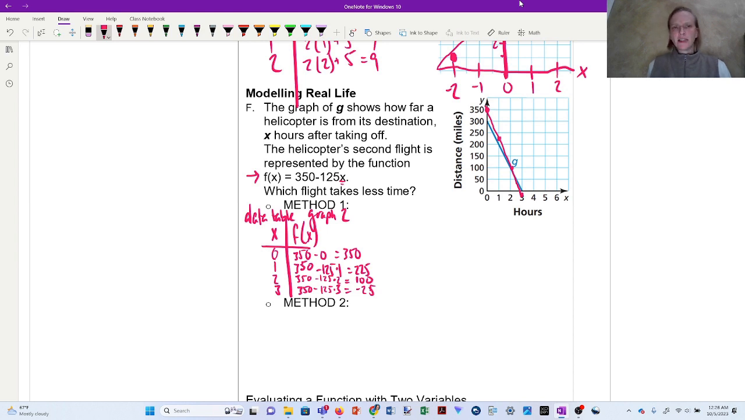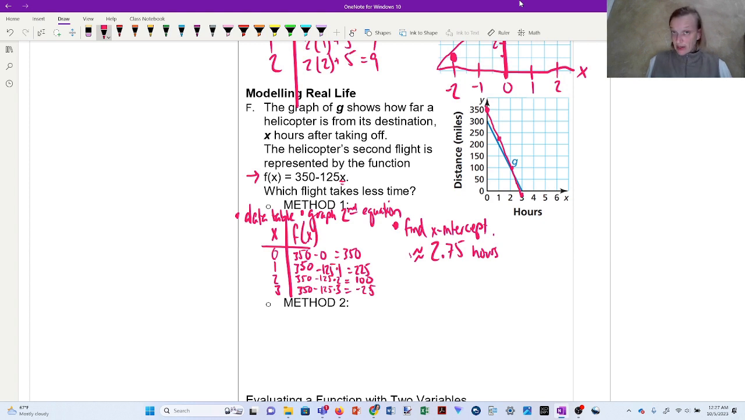So I did a data table, and then I made a graph. I graphed the second equation. And then when I did that, I'm able to find the x-intercept. In this example, if that's 2 and that's 3, I'm more than halfway between the 2 and 3. I'm going to call that 2.75. 2.75 hours as my approximation of what the x-intercept is from this graph.